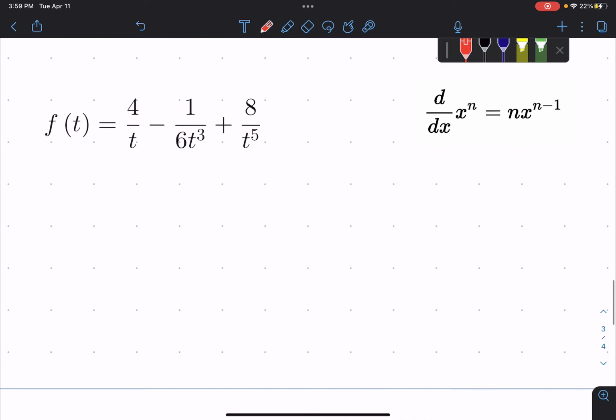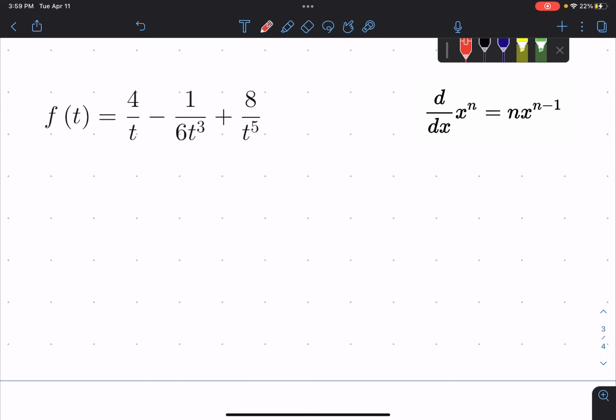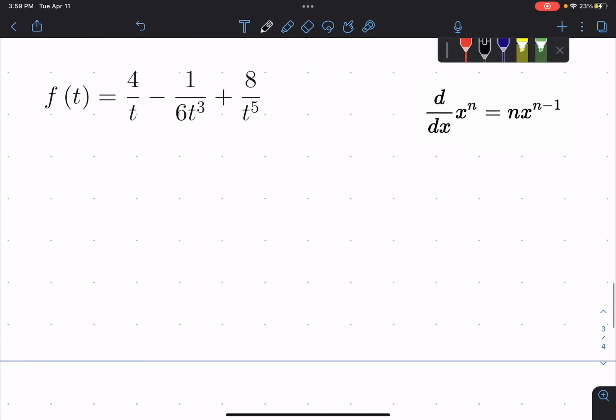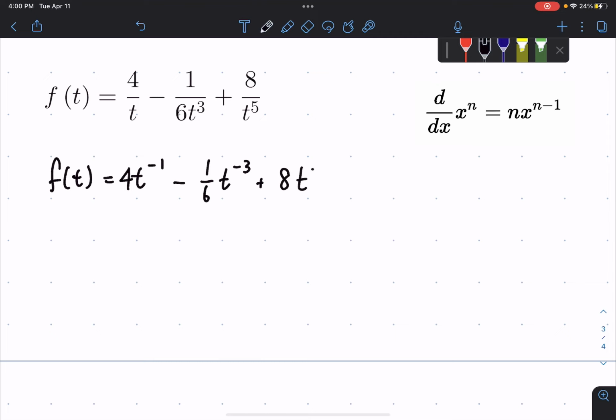Our last question today. See if you can figure this one out. So here with this one, we're actually doing the negative exponent question. I think that was question 3 in reverse. Here we can rewrite this function as f of t is equal to 4t to the power of negative 1 minus, this is 1 over 6t to the power of negative 3, because 3 is in the denominator, plus 8 times t to the power of negative 5. So it's important that we're able to make this connection.